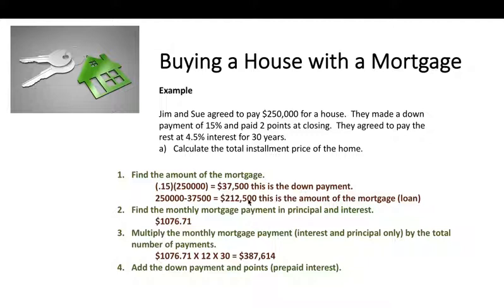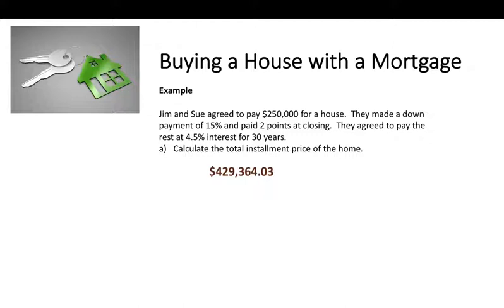payment and they paid 2 points at closing. So we have to add those amounts back into this 387. So the cost of the points is 2% of the amount they borrowed, which is $4,250. And the down payment was $37,500. We're going to add all these figures together. And the grand total is $429,364.03. That's the total installment price of the home.